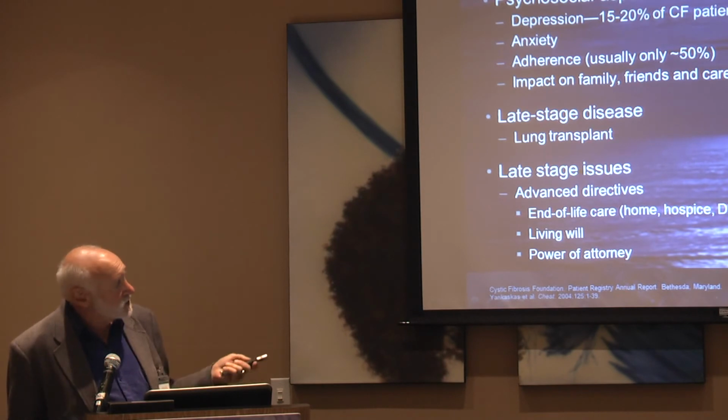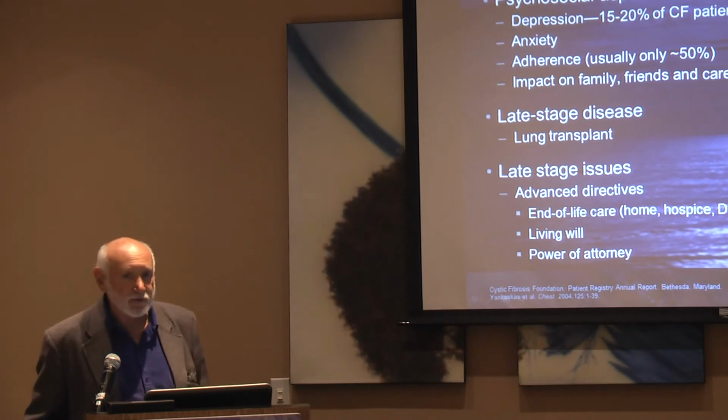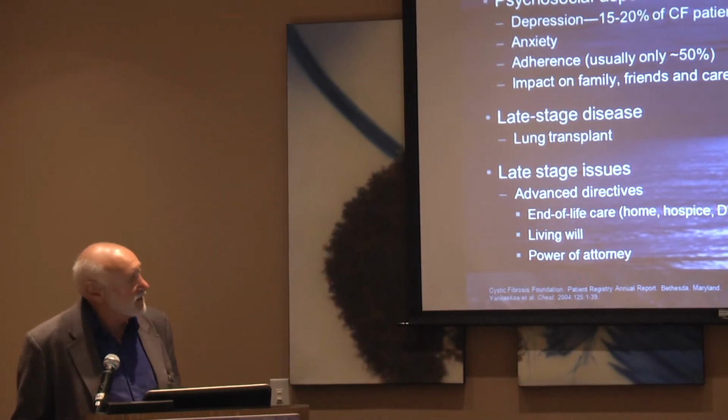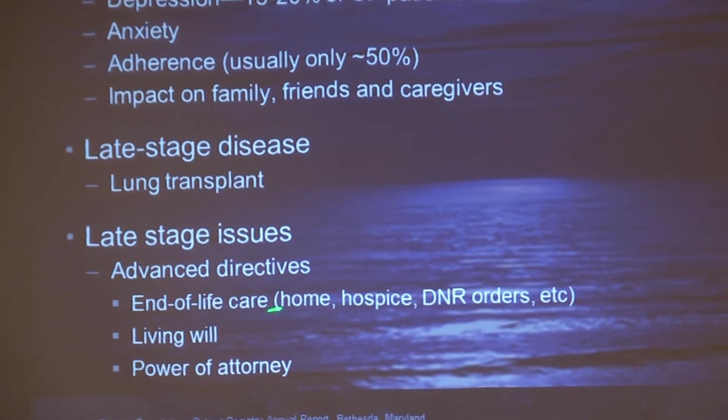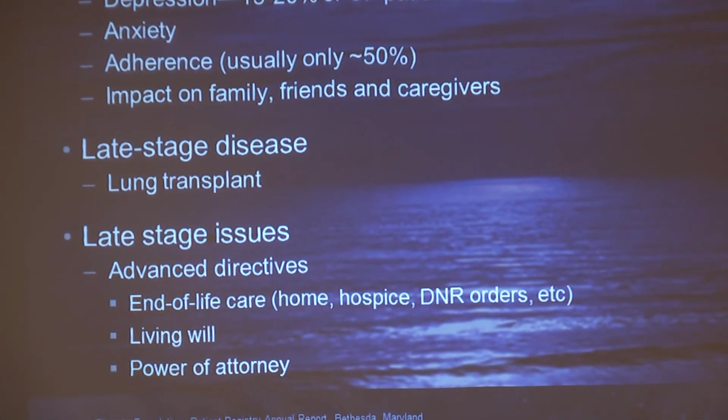And other late-stage issues have to do with preparing for the worst case, which we all have to do anyway. People with CF have to do it a little bit earlier. So things like advanced directives for end-of-life care plans, living wills, power of attorney, these are all things that families need to consider. And it's a real tragedy when someone winds up in an ICU in a situation that nobody wanted because they didn't consider some of these issues beforehand.